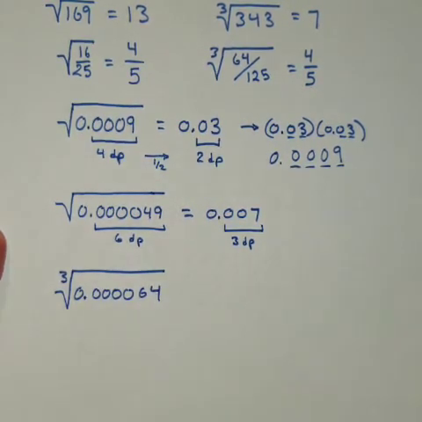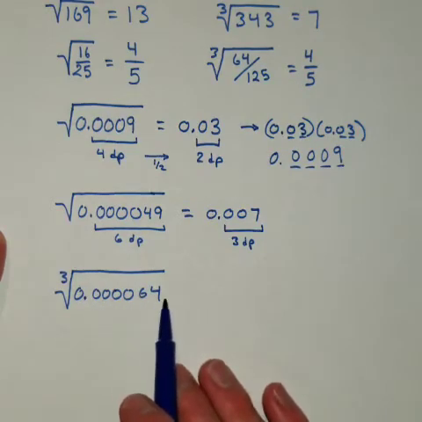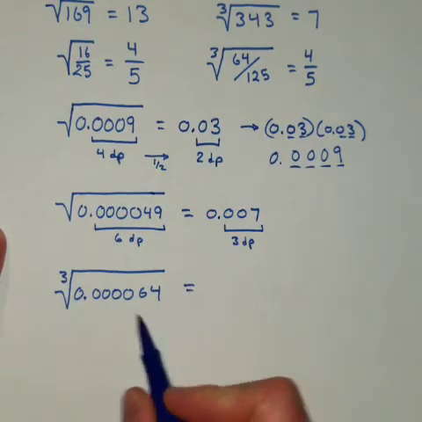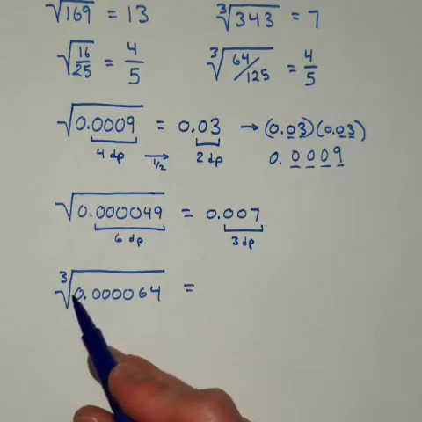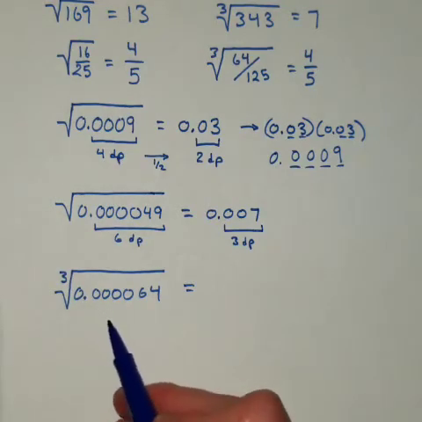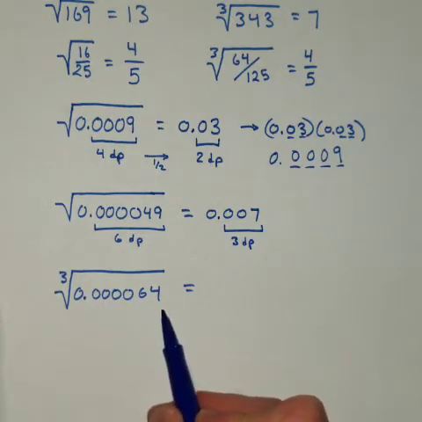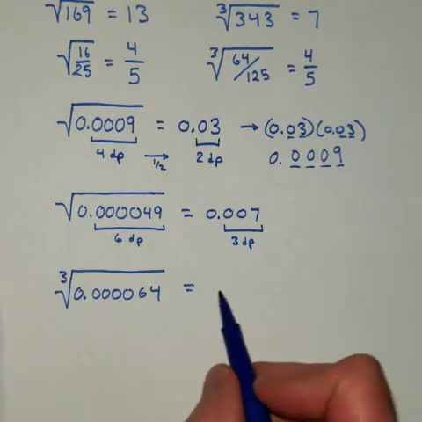0.64. All right. Again, here there are 6 decimal places. But with a cube root, remember you're multiplying 3 factors of the same thing. And so the question then is, how many decimal places would you have to add 3 times to get 6? The answer would be 2. So your final answer should have 2 decimal places.